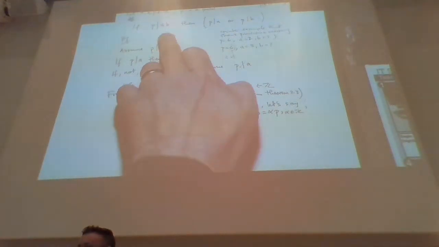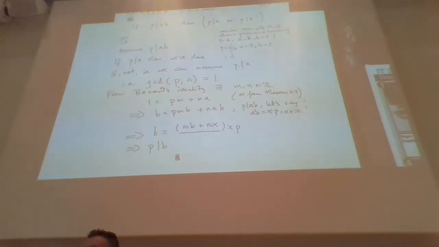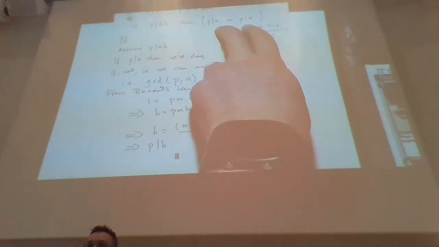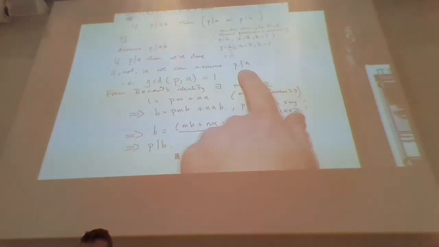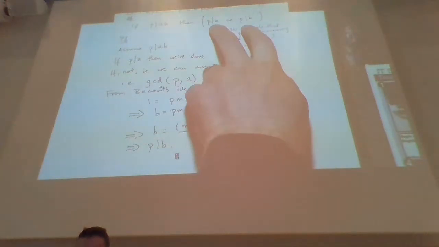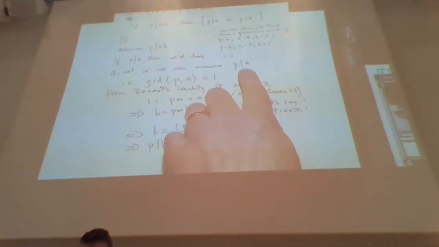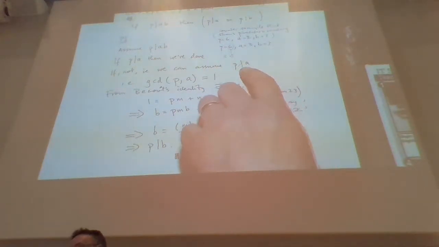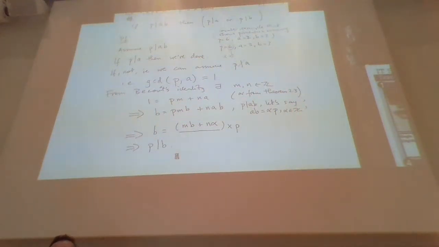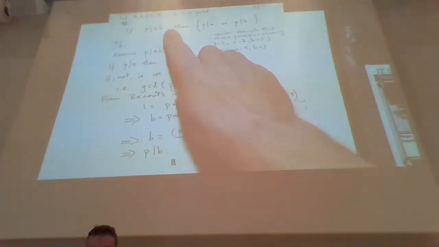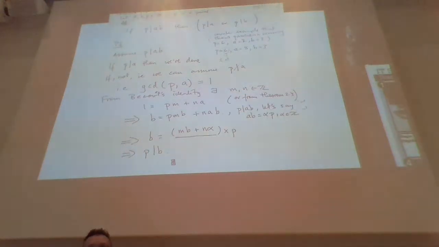You assumed P divided AB. Maybe P divided A, in which case the conclusion would be true. If P does not divide A, the only way we can rescue the conclusion is if P divides B. And here we prove that, with the extra assumption that P does not divide A, we get the conclusion P divides B. So that proves Euclid's lemma. Primes that divide products divide at least one of the factors.